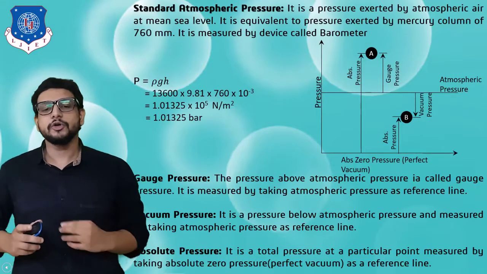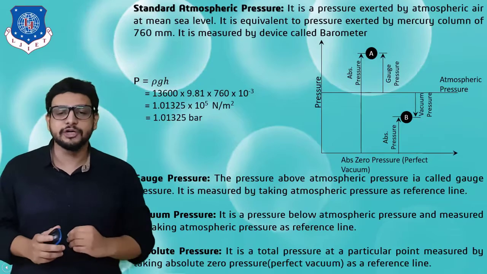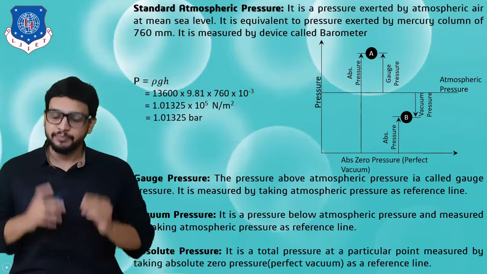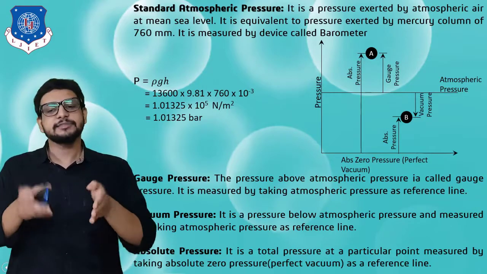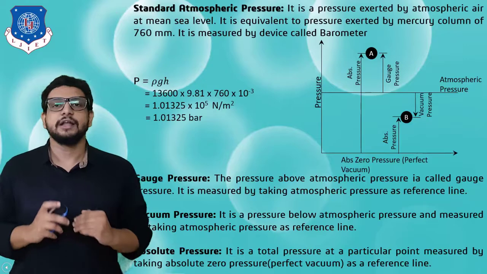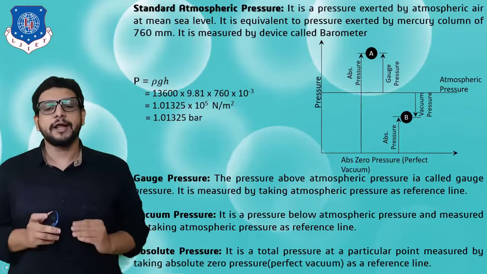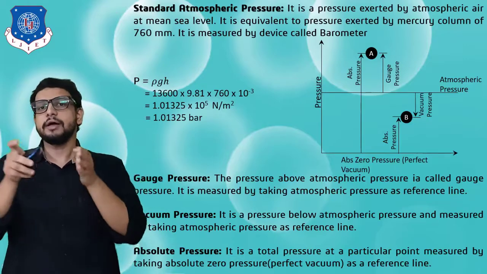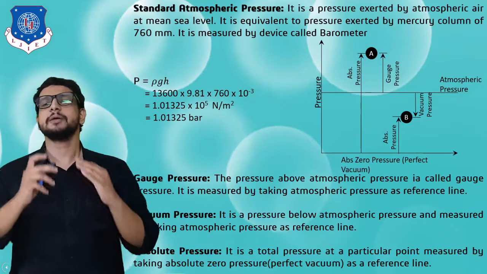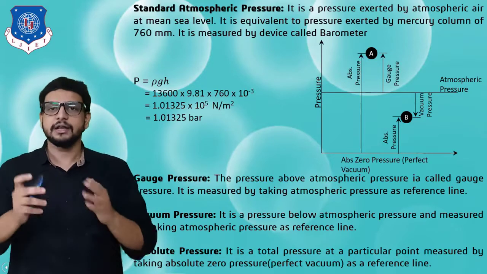On your screen, I have written the definition of gauge pressure: the pressure above atmospheric pressure is called gauge pressure, and it is measured by taking atmospheric pressure as a reference line. Similarly, vacuum pressure is a pressure below atmospheric pressure, and it is again measured by taking atmospheric pressure as a reference line.